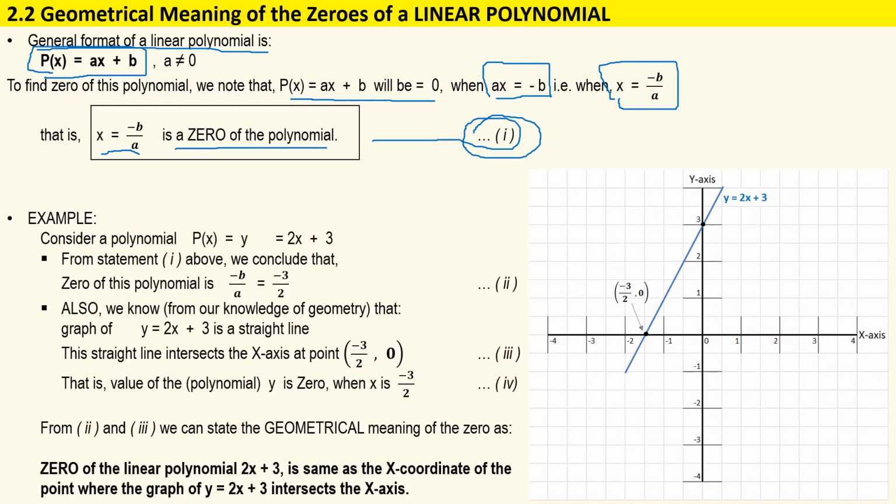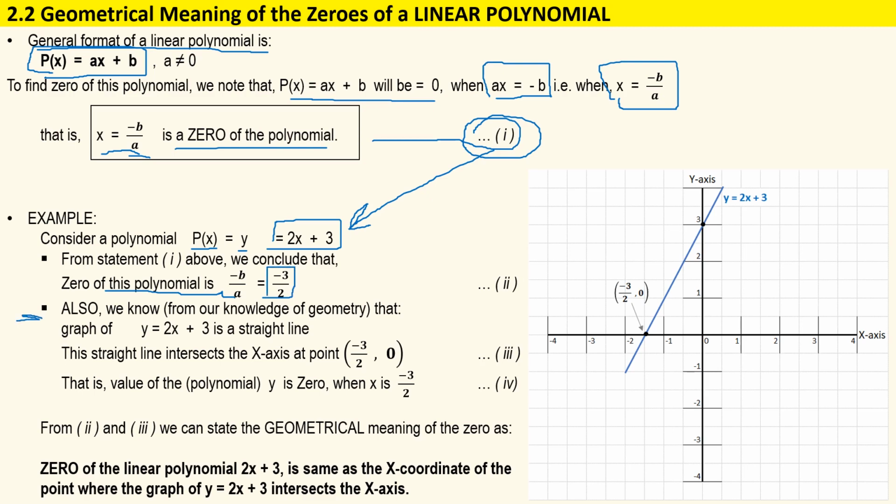Now let's take an example. Let's take the polynomial p(x), and let's also write it as y, which is equal to 2x plus 3. And from this statement number 1, we know that the zero of a linear polynomial is given by minus b by a. So we can say that the zero of this given polynomial is minus b by a, which is equal to minus 3 by 2.